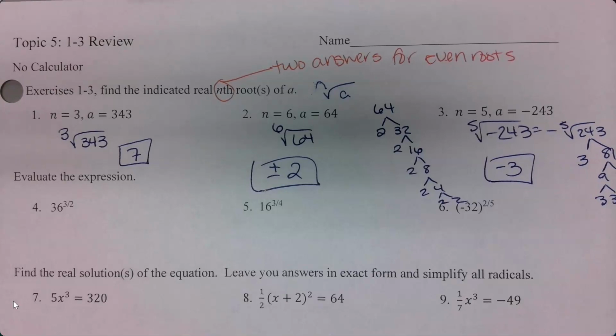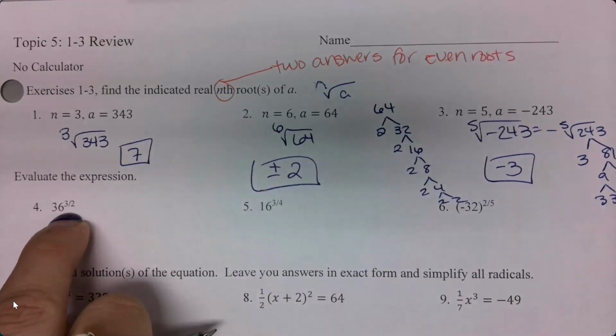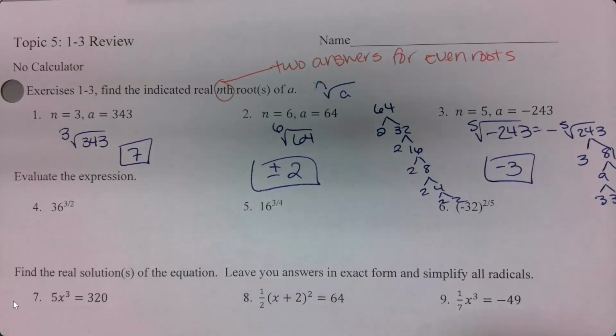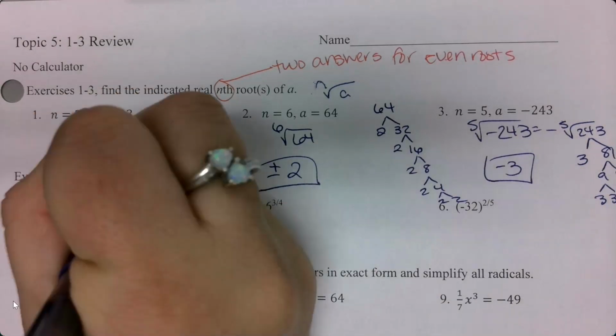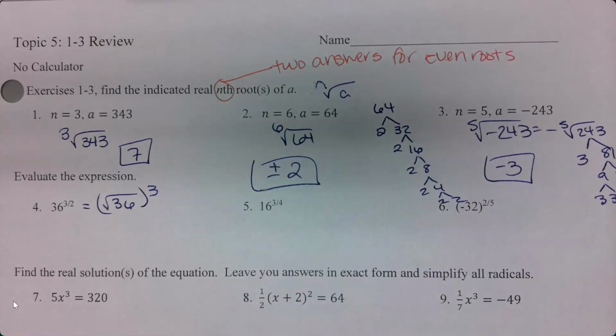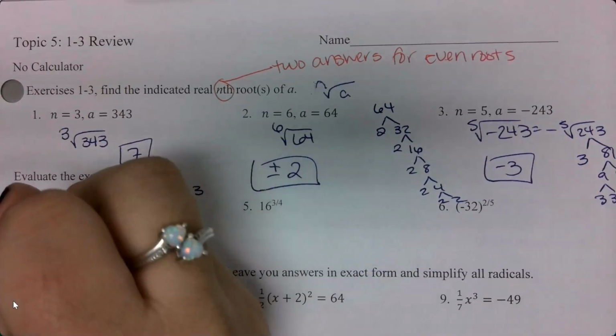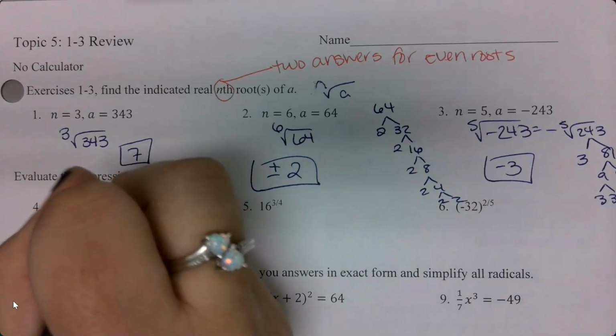On 4 through 6, I just want to simplify my expressions. The bottom number of the fraction exponent is the index for the radical. The top number is like a power. So on this one, it's really the square root of 36, and then I want to cube my answer. Square root of 36 is 6. 6 cubed is 216.